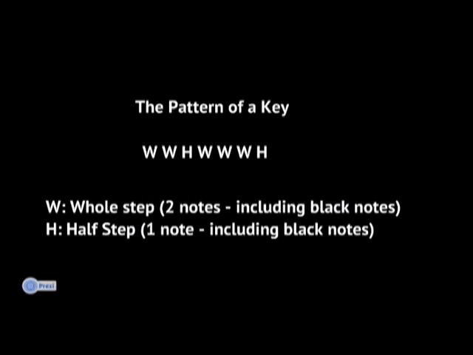So the pattern for a key is whole step, whole step, half step, whole step, whole step, whole step, half step, right? So if we were in the key of C major, which is what we've been working on this whole time, this will end up being all white notes. This will end up being C. We go up a whole step, so that's 2 half steps. We would skip over C sharp or D flat, and we'd end up at D. That's a whole step.